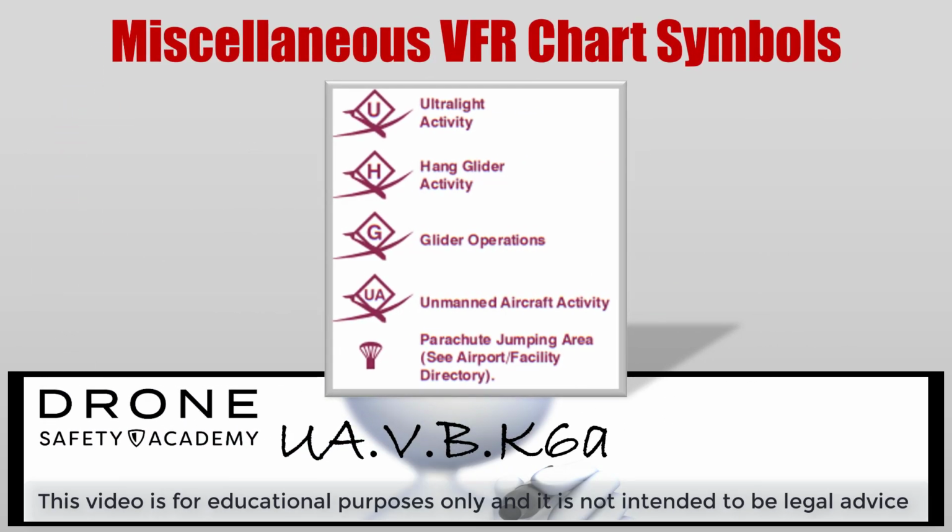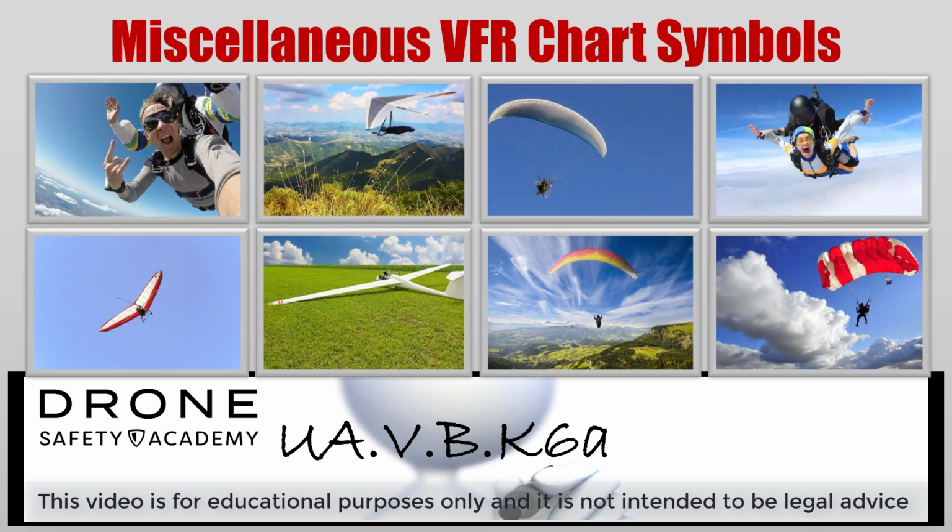Here are some miscellaneous VFR chart symbols: ultralight, hang glider, glider operations, UA operations, parachute operations. Pretty simple, right?